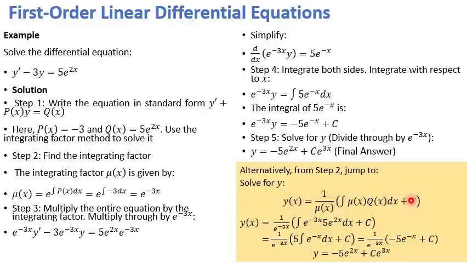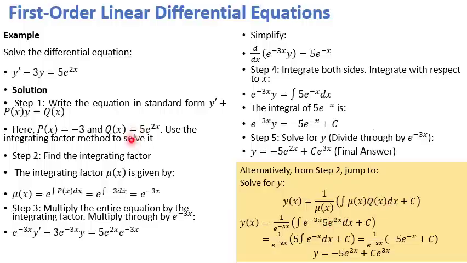So let us try that out. The integrating factor as determined from the second step is exponential raised to power minus 3x. So let's substitute that for the integrating factor here. That will be 1 all over exponential raised to power minus 3x, multiplied by the integral of the integrating factor, which is still the same thing as this, then multiplied by the q of x.